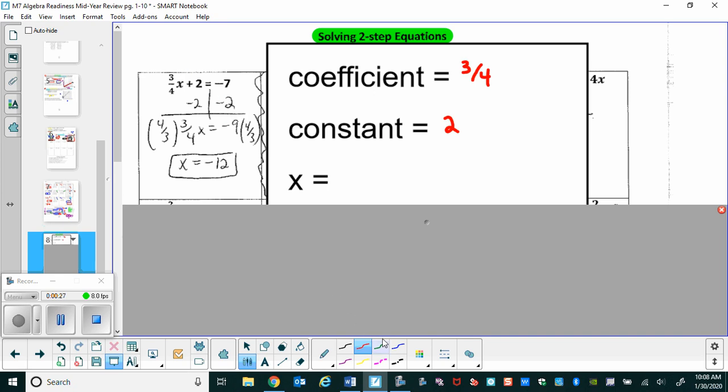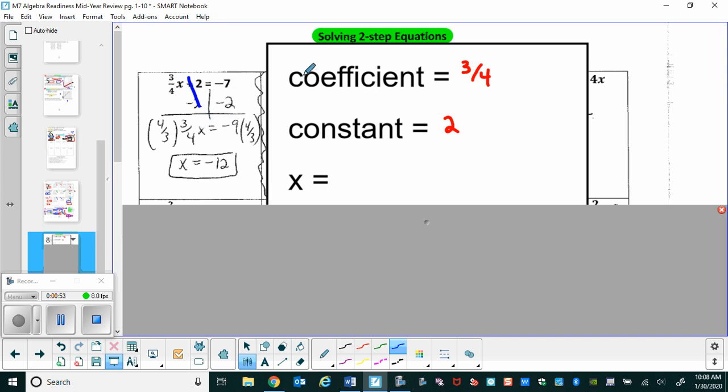So for the first problem, I've just already got the work done for you. We identify here that we have 3/4 x plus 2 is equal to -7. So the coefficient would be our 3/4, and the constant is this +2. So what we're going to do first is, since it's a +2, we're going to subtract 2 on both sides, and that's going to cancel out the constant. And then I bring down my 3/4 x. I have -7 minus 2, and that's -9, so that's what's left over.